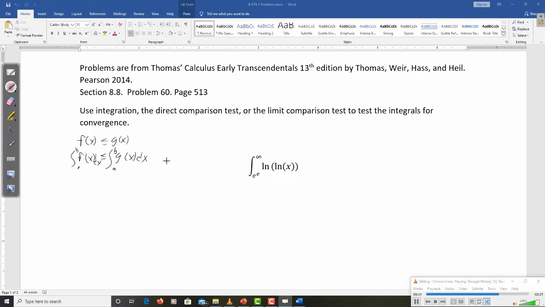Alright, let's do our first example here. This is section 8.8, problem 60 on page 513. So, let's talk about different ways of doing this one.